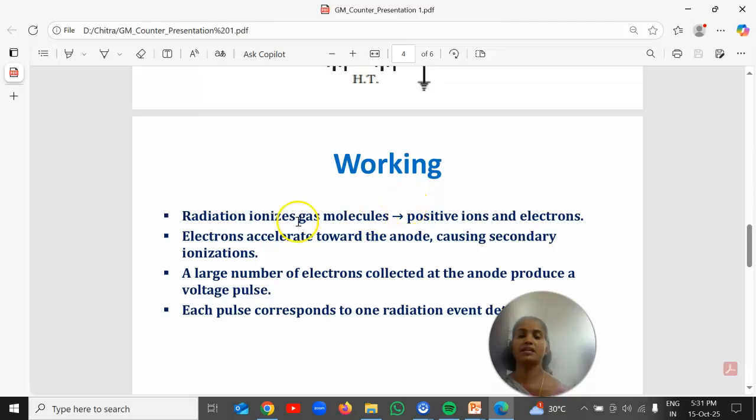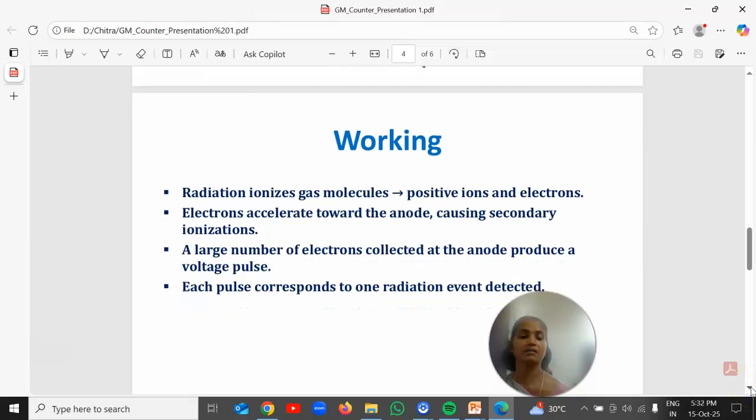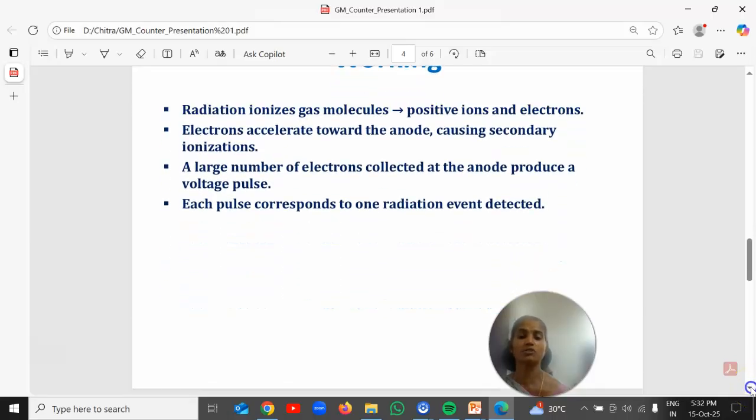To summarize what we have seen, I am going to summarize the working. The radiation enters, that is, the alpha particle enters the chamber. So the gas molecule ionizes. Ionizes means it splits into positive ions and negative electrons. Those electrons will be attracted towards the anode, the W, causing secondary ionization. So a large number of electrons, an avalanche of electrons, will be produced at the anode and produce a voltage pulse. Each current pulse will be counted as one count.